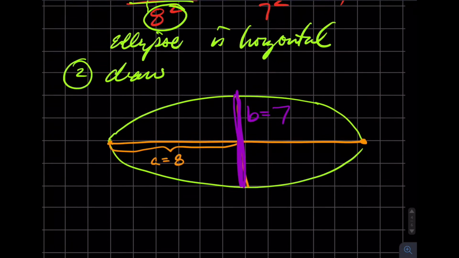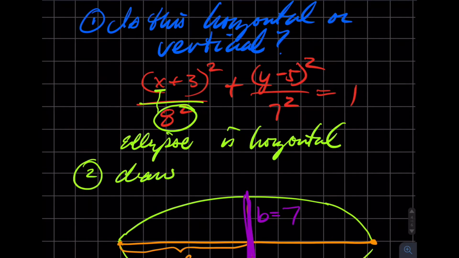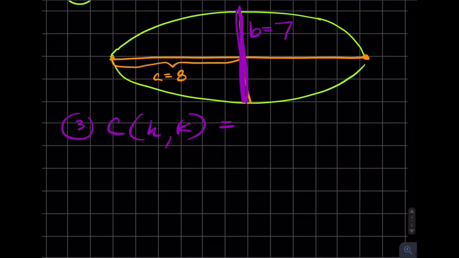So now that we have those things down, the third thing I want to do is find my center point. My center point has the coordinates h, k. And so in this case, my h is -3 and my k is 5. So my center point is -3, 5.